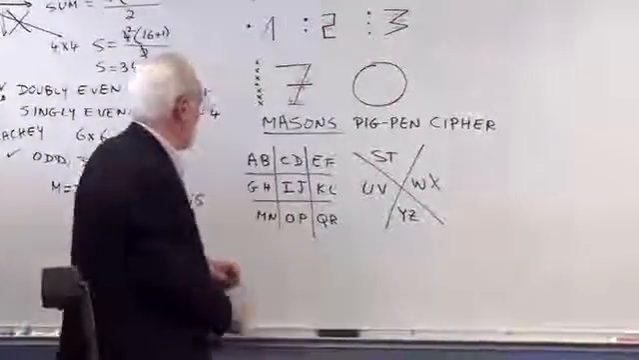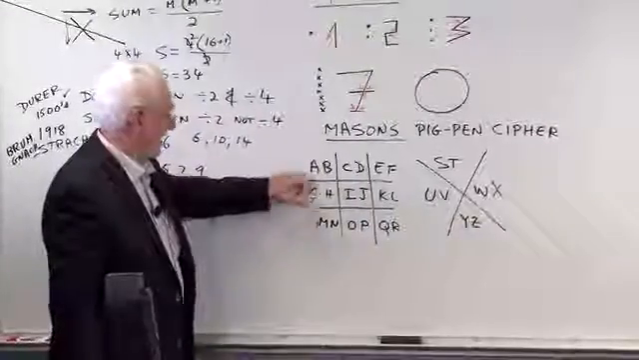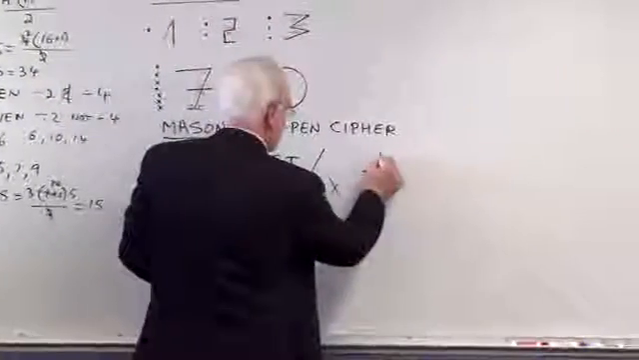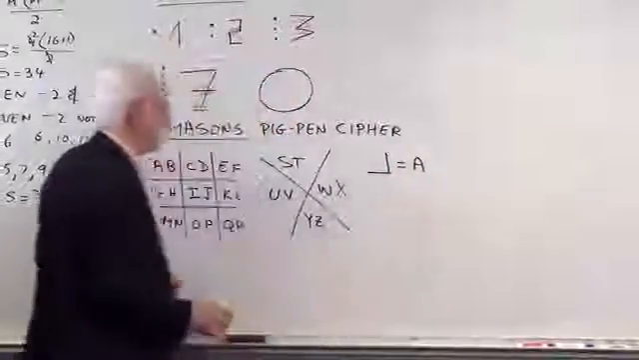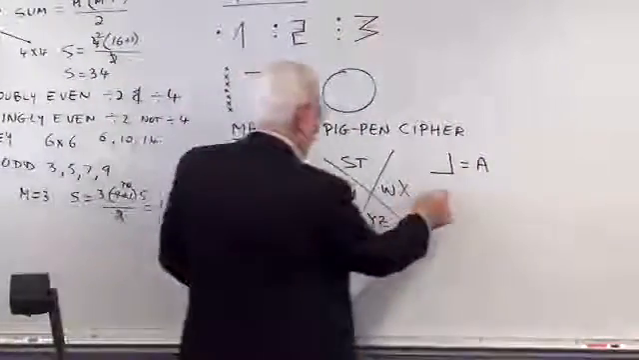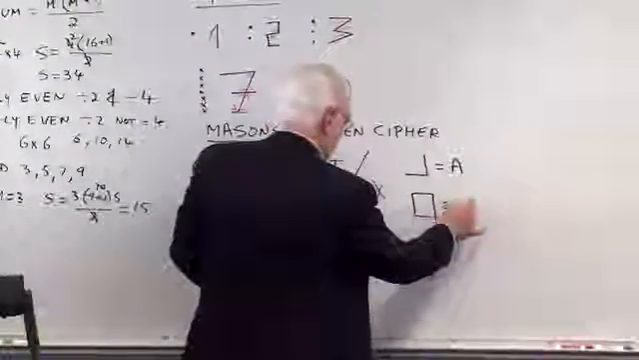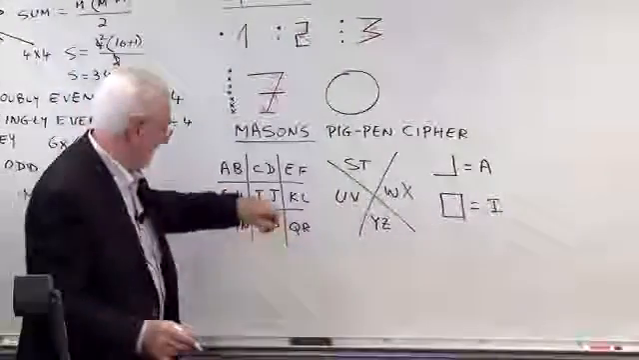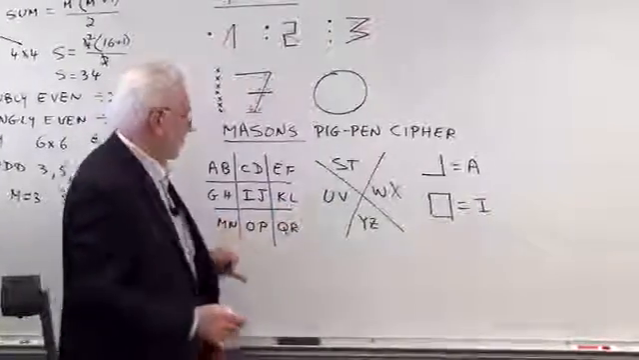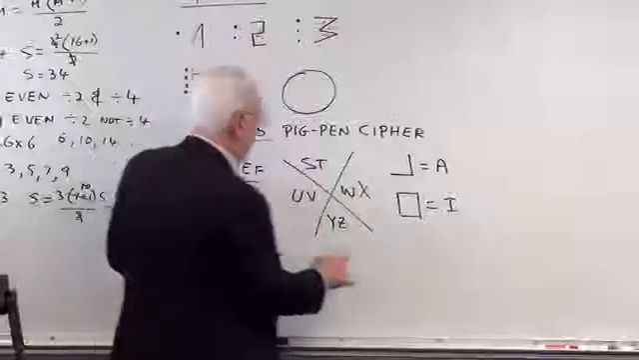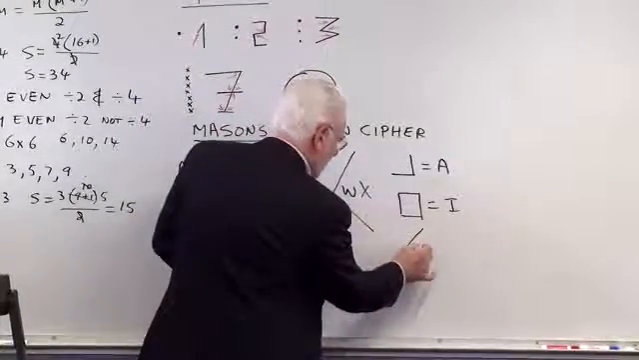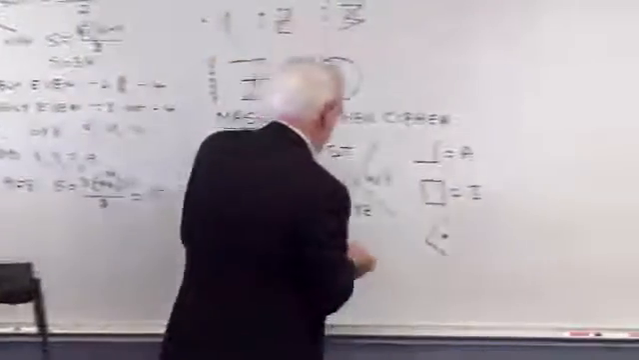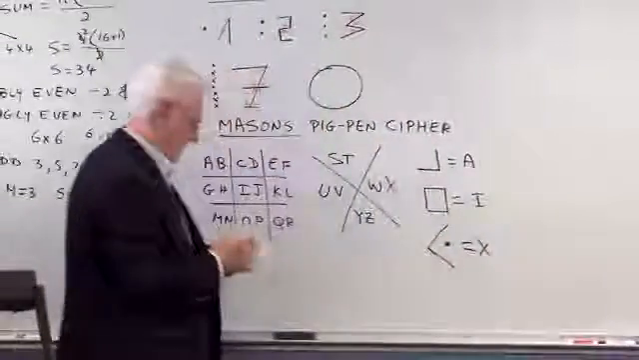And if you want to refer to the first letter in that position, you just write it. For example, you see this would be an A. This would be an I, you see. But if you want to refer to the second letter in that position, you draw the symbol. For example, if you want X, it's in here, but it's the second letter, so you put a dot in there. Okay, so this is X. All right?